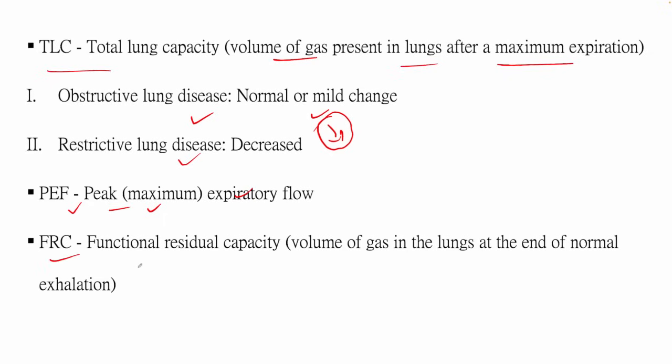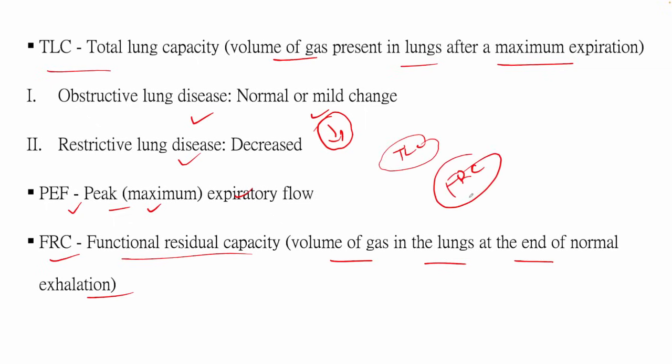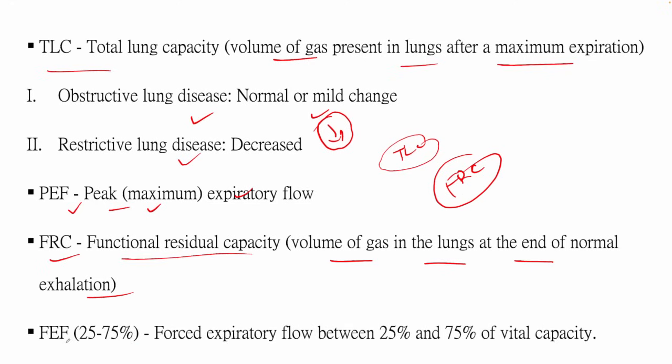And next is FRC, that is the functional residual capacity. What is it? The volume of gas in the lungs at the end of normal exhalation. So when there is forceful exhalation, at that time you will go for TLC, and when there is a normal exhalation, you will go for FRC. Clear? And what is FEF? Forced expiratory flow, that is between 25% to 75% of the vital capacity.